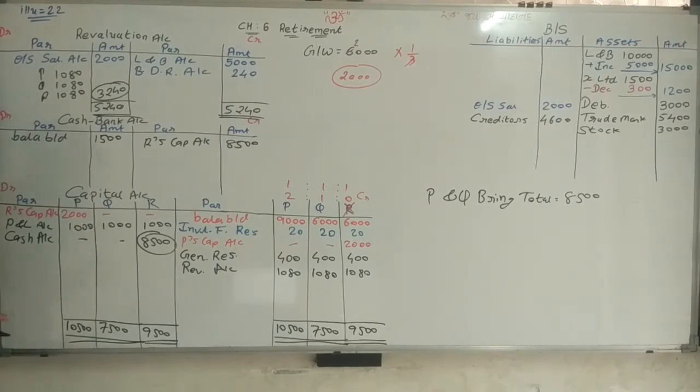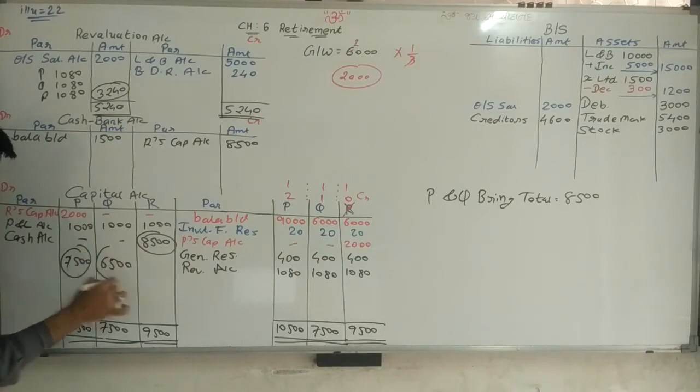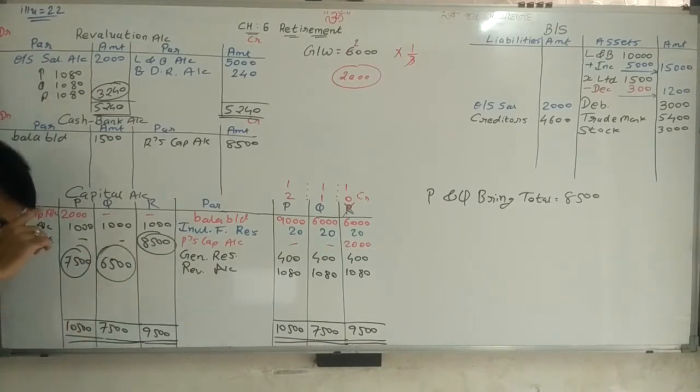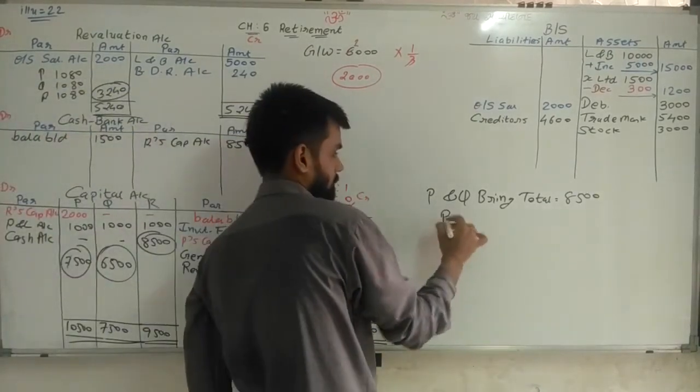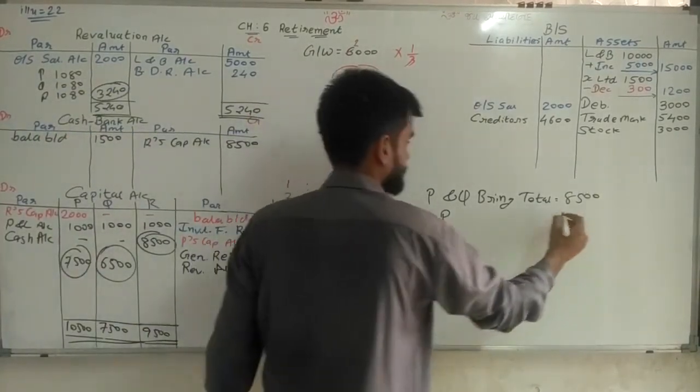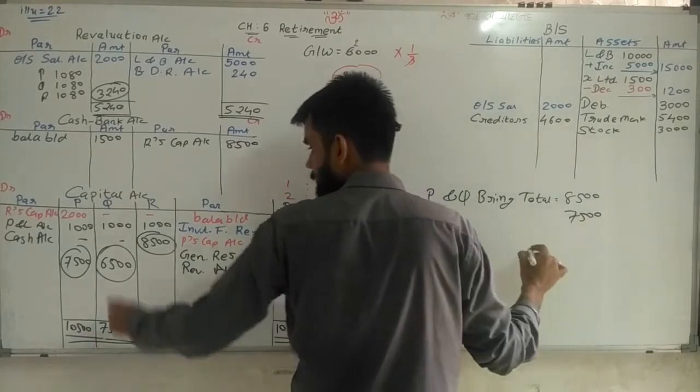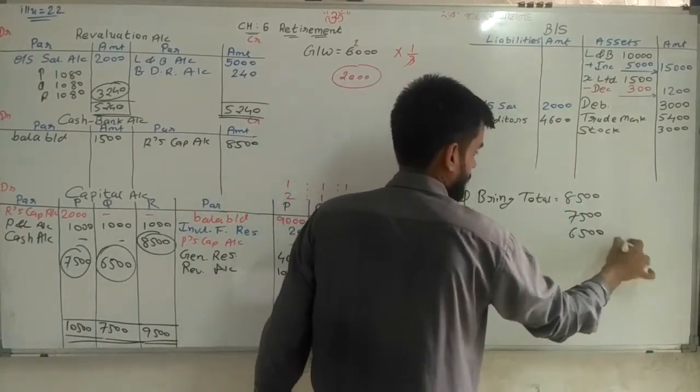Deducting 2,000 and 1,000, then we are getting 8,500 rupees here. 7,500 rupees: 10 minus 3, 7,500. Same way 7,500 minus 1,000, we are getting 6,500. So this is the balance amount. But we are not writing this balance. Only considering this balance and writing here P and Q. P's capital is 7,500. Q's capital is 6,500.